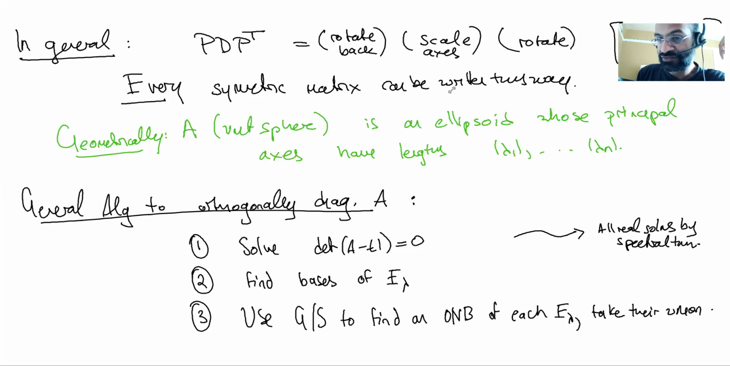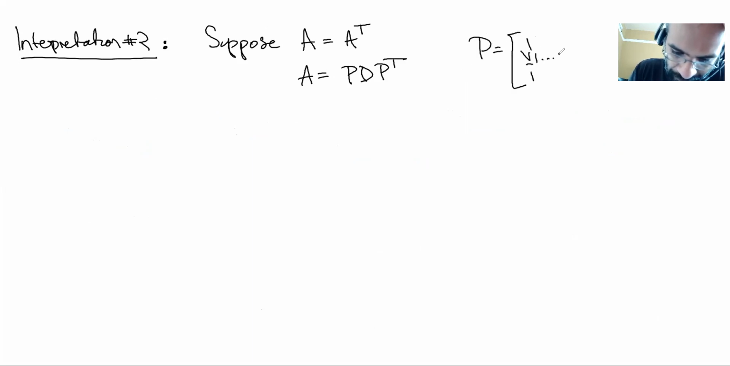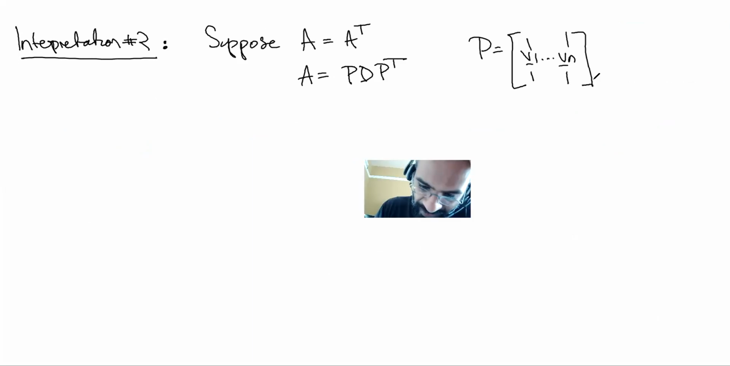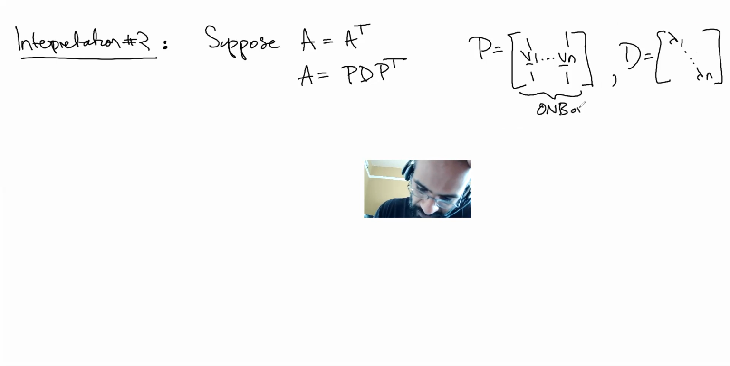Okay, so before moving on, I want to tell you a second interpretation, which is the additive interpretation of the spectral theorem. So interpretation number 2. Suppose A is symmetric, A is equal to P D P transpose for some matrix of eigenvectors, which I know are an orthonormal basis of Rn, and a matrix of real eigenvalues, a diagonal matrix, right? So I'm going to now interpret this in a slightly different way.